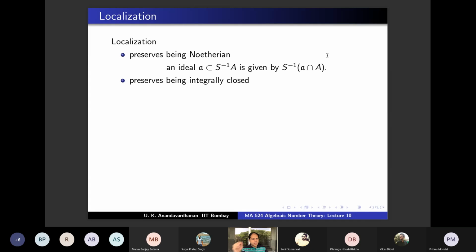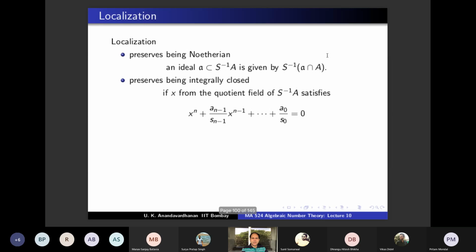It also preserves being integrally closed, which I had asked you to do as an exercise at some point. I hope you must have done it. Anyway, it's very easy, because you take x from the quotient field of S inverse A. By the way, the quotient field of S inverse A is the same as the quotient field of A. Suppose x is integral over S inverse A, so x satisfies a monic polynomial with coefficients from S inverse A. Now you have to show that x belongs to S inverse A.